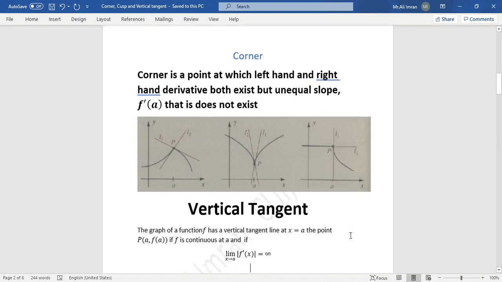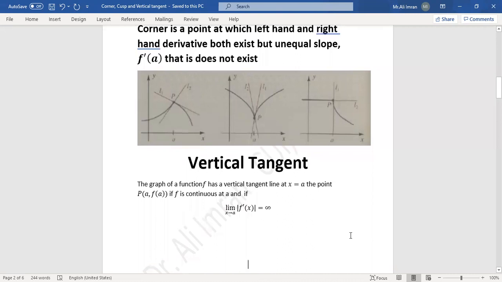Secondly, I would like to define vertical tangent. The graph of function f has a vertical tangent line at x equal to a, the point P, if f is continuous at a, and if limit x approaches a, mod of f prime of a is equal to infinity.